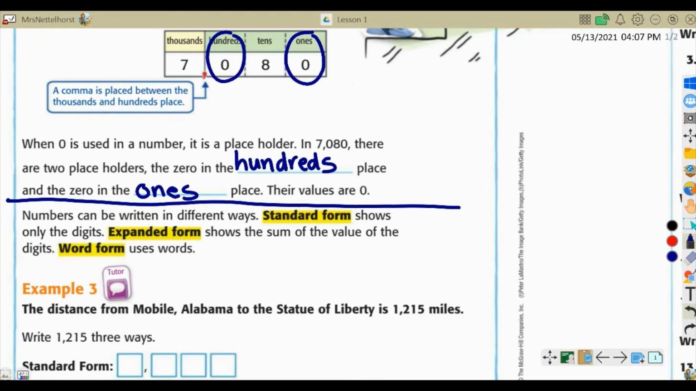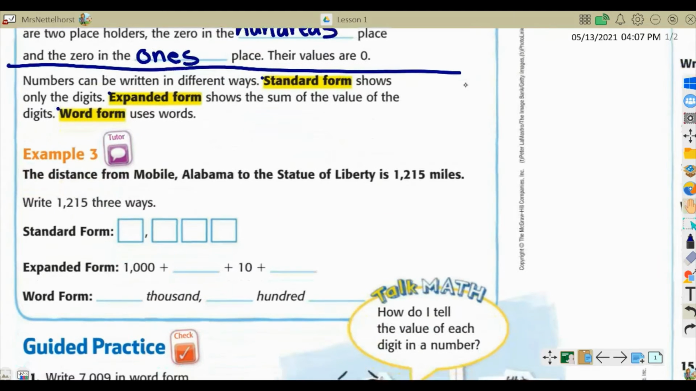Next part. Numbers can be written in different ways: standard form, expanded form, and word form. Word form uses words. Expanded shows the sum of the value of the digits. And standard form shows only the digits. So let's go on to the next section. That was so weird. They literally left me no doubt to think that we would be moving on to something else. Okay, here we go.